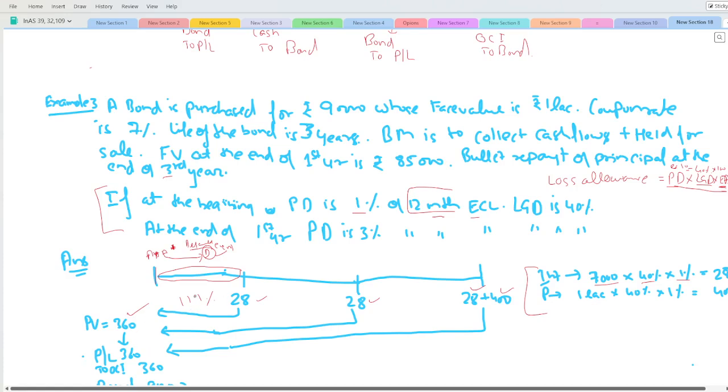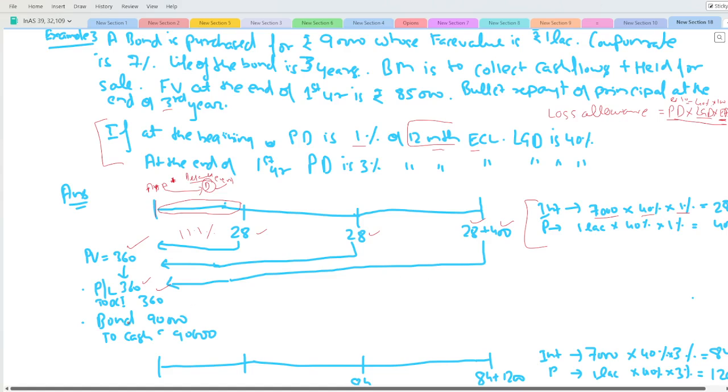This is your FVOCI product. So you will pass the entry P&L account to OCI, that is 360 here. And at the inception, for purchasing the bond you pass the entry bond account to cash, that is your fair value or transaction price, 90,000. Coming to the end of the first year.